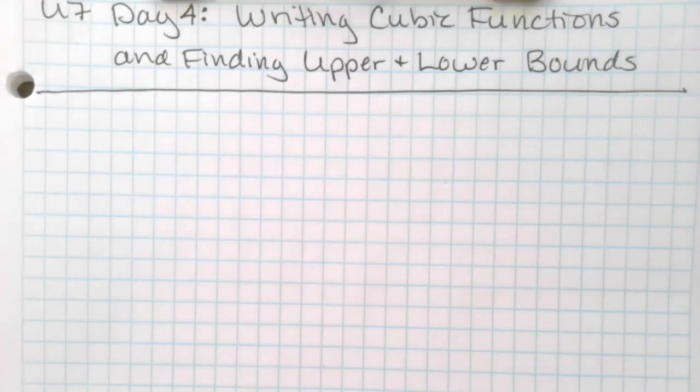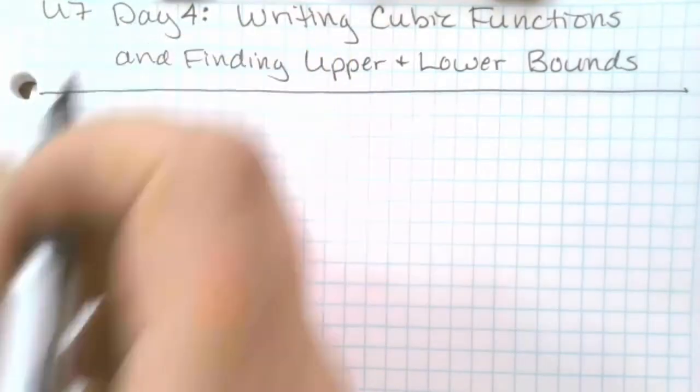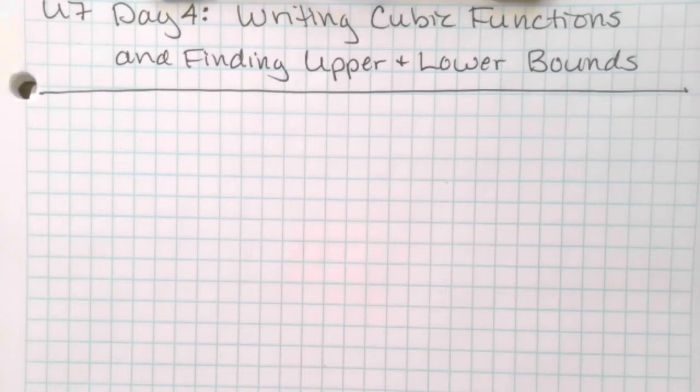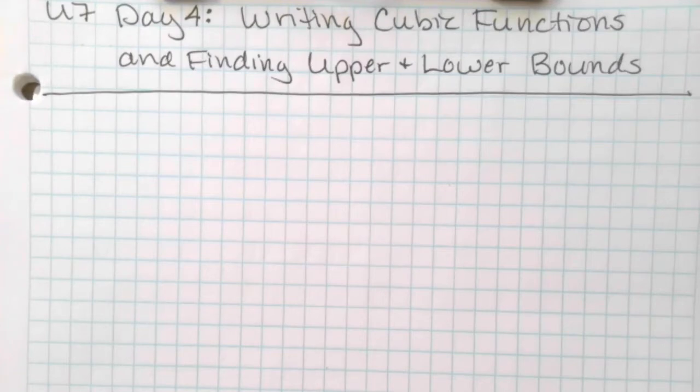Good afternoon. We are going to do the notes for Unit 7, Day 4, which is writing cubic functions and finding upper and lower bounds. On this day of notes, we are not going to be doing any graphing. It's going to be all algebraic, so you do not have to use graph paper unless you want to. As always, a couple different colors of ink is usually a wise choice.